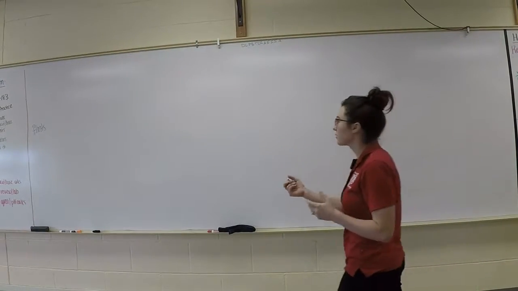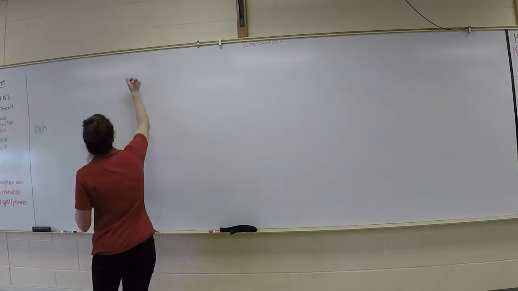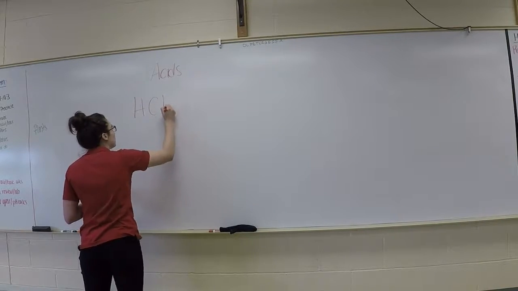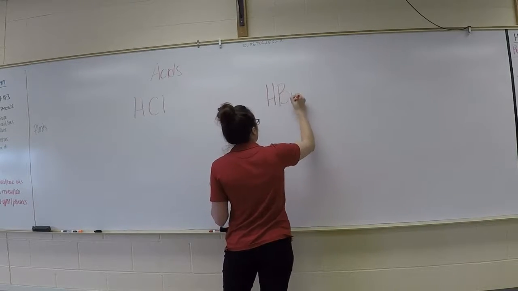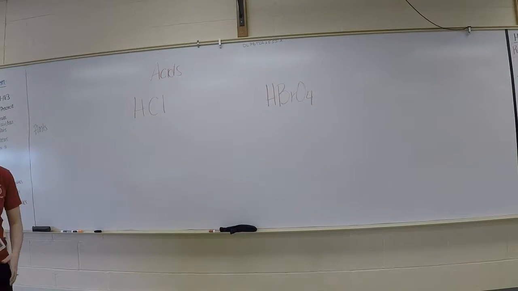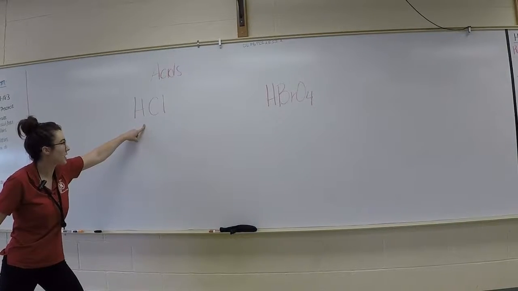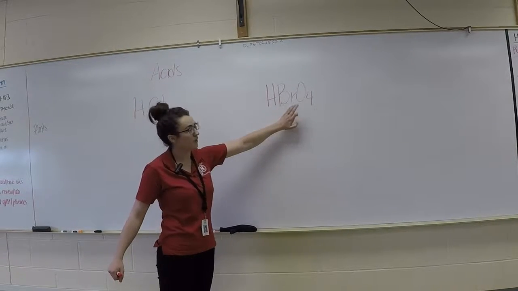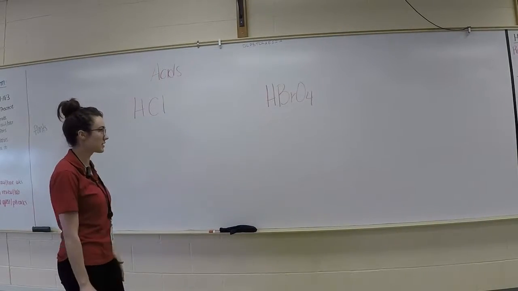So as a reminder real quick, let's do binary naming versus ternary naming, because they're two different sets of rules for acids. HCl versus HBrO4. Which one's binary, which one's ternary acid? The one on the left is binary because it has two elements, an H and a Cl. And this one's ternary because it has three different elements, H, Br, O. Two sets of rules: identify which is which, and then use that set of rules.